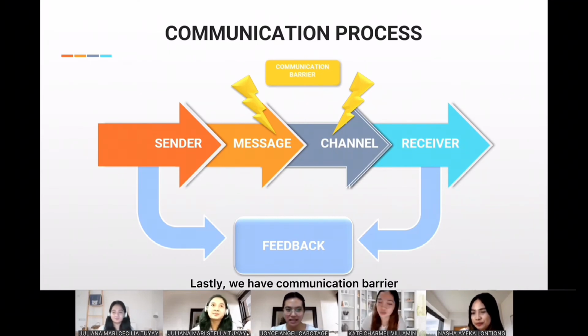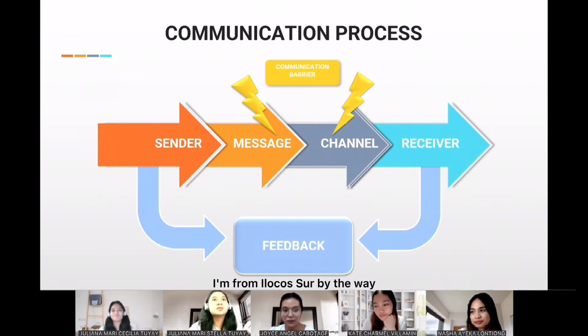Lastly, we have communication barrier. Communication barrier is the one restricting the transmission of the message and it disrupts the conversation. It can be a language barrier. I remember a certain situation wherein I was in Vigan. I'm from Ilocos, by the way.